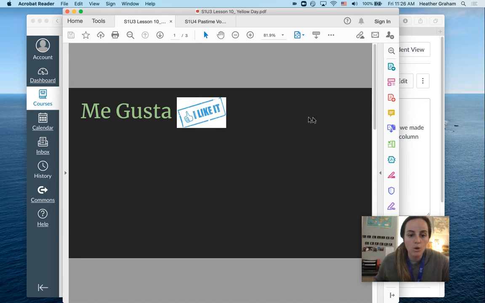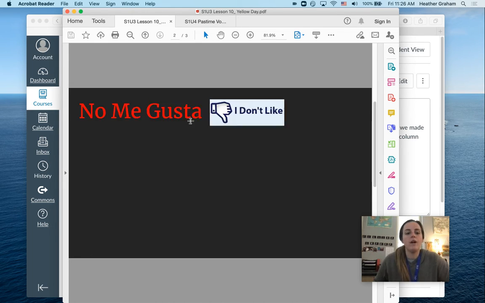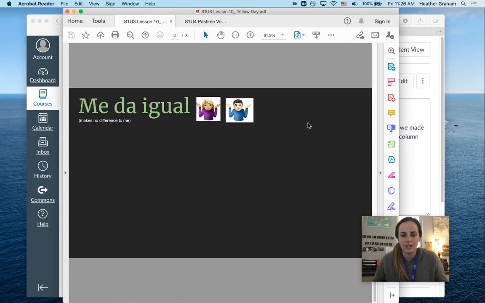One that says me gusta right here, I like. The second one says no me gusta, I do not like. And then the last one is me da igual, which is kind of like I could take it or leave it. I don't have a huge preference one way or the other.